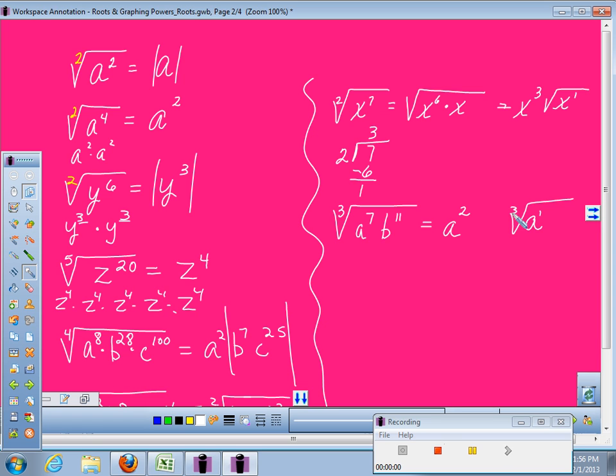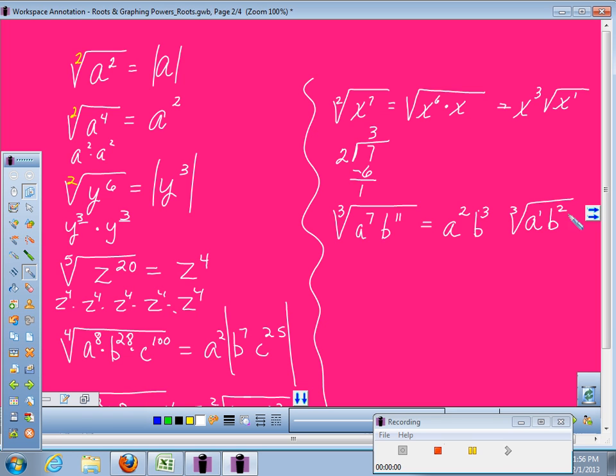Now, how many times does 3 go into 11? 3, that would be 9, so I know I can take out b cubed. If it went in 9, that means my remainder is 2, so I have a b squared left inside. Remainder is what's on the inside, how many times it goes in is on the outside.